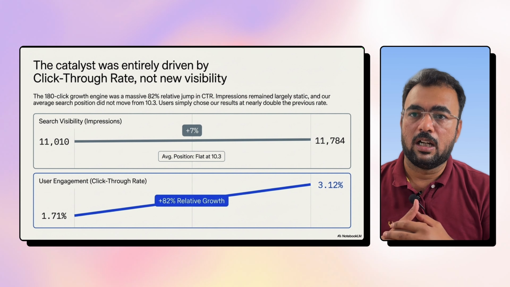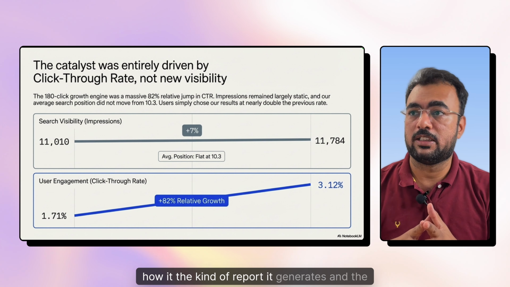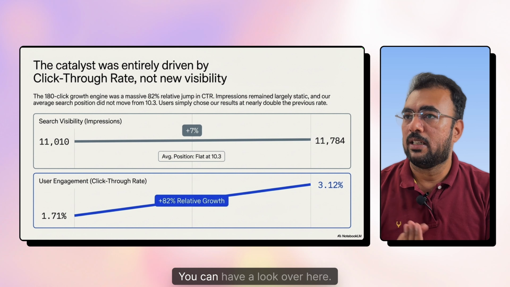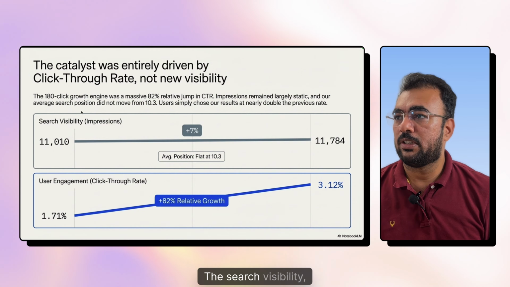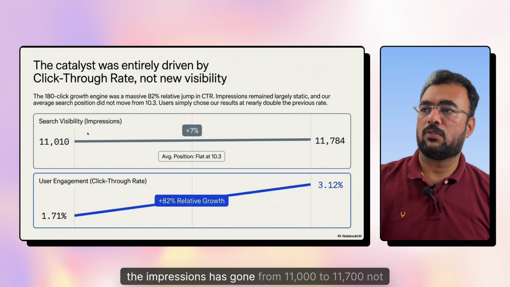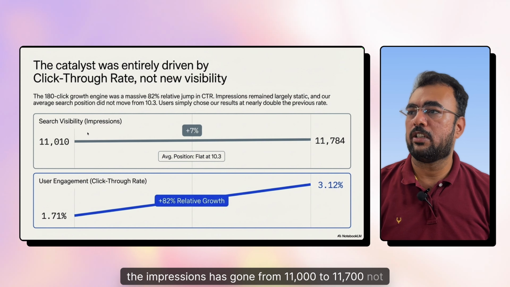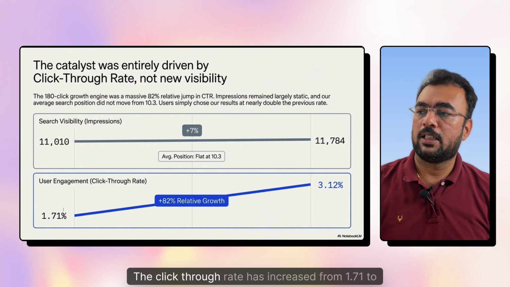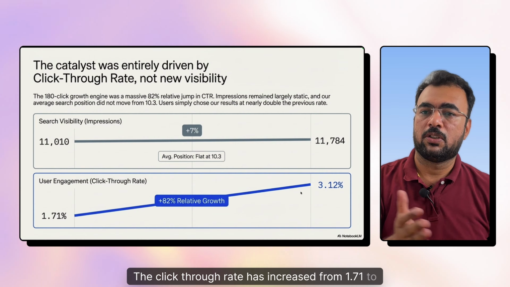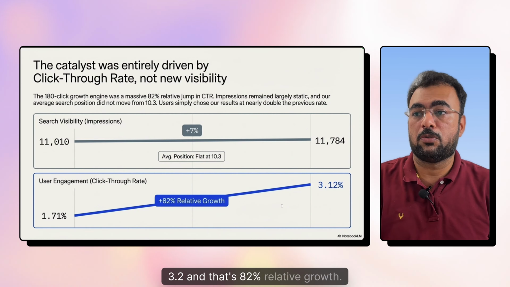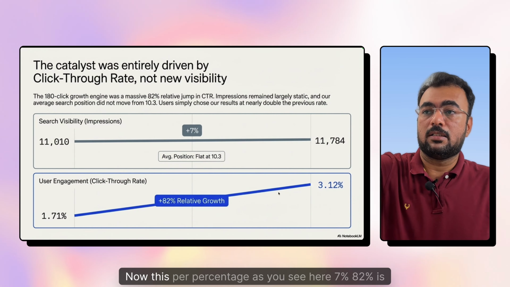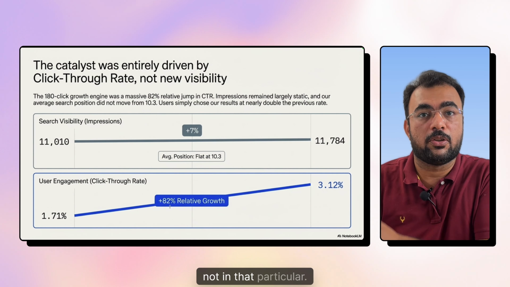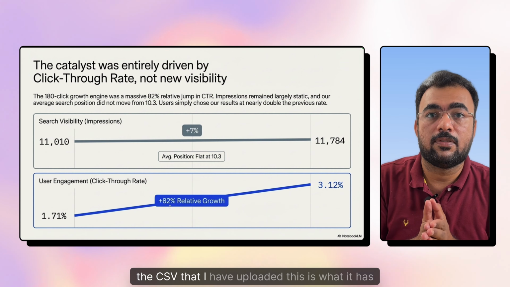This is just to show you the kind of report it generates and the kind of infographic it creates in the slide deck, so you can have a look over here. For search engine visibility, impressions have gone from 11,000 to 11,700, not much, just a 7% increase. The click-through rate has increased from 1.71 to 3.2, an 82% relative growth. Now these percentages, 7% and 82%, are not in the CSV that I uploaded.